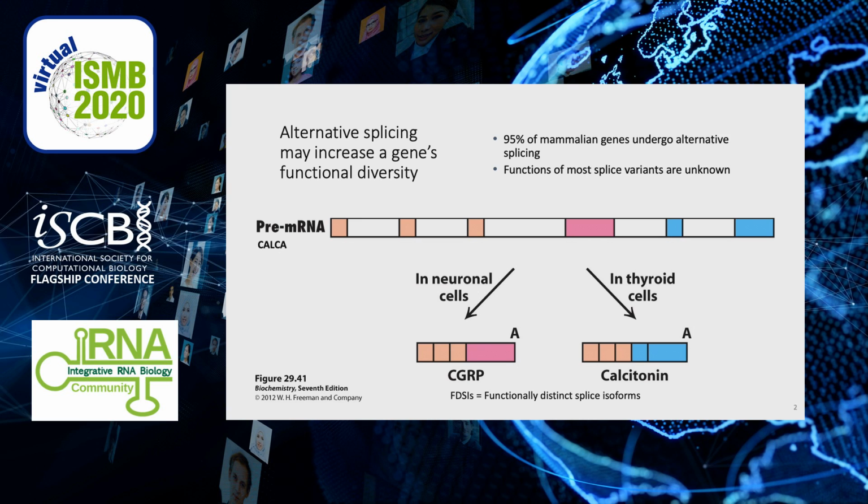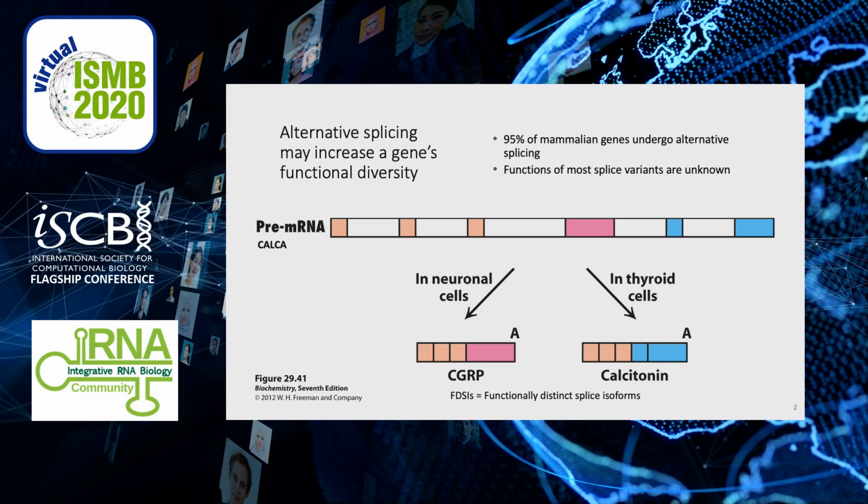Alternative splicing is a post-transcriptional modification that may increase a gene's functional diversity. The classic textbook example of this is the gene CALCA, where in neuronal cells it expresses a splice variant called CGRP, which is necessary for vasodilation. On the other hand, in thyroid cells, it expresses a splice variant called calcitonin, which is necessary for calcium phosphate metabolism.